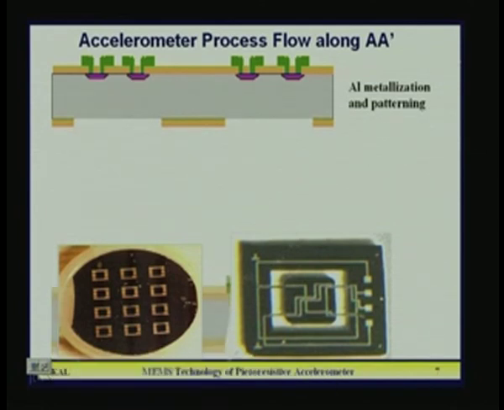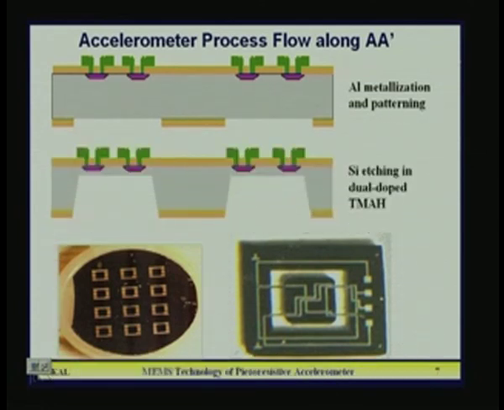Now you can go for the silicon etching in dual dope TMAH, and it will look like that. Since the structure is shown only along A dash, the front side etching, particularly around the periphery of the proof mass, is not shown here. That whole diagram is along A dash. That is why you can see only the back side etching, and the front side etching part is not shown in this diagram.